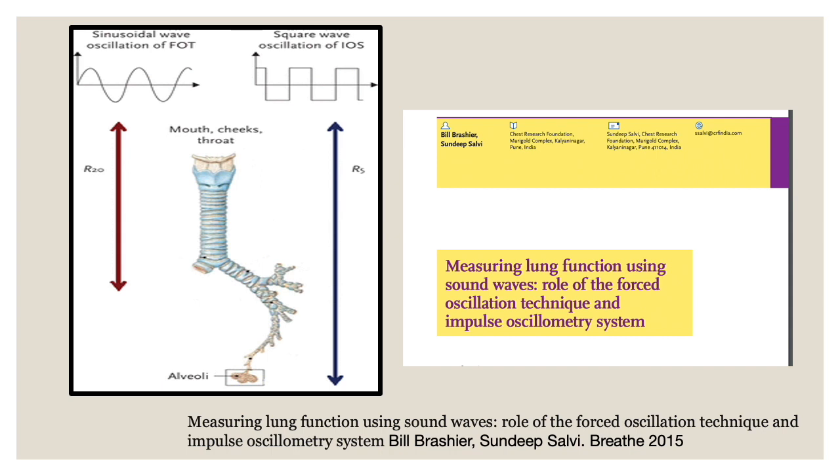We look at this picture taken from, again, Dr. Salvi's paper in ERS, which shows us that whether you use a sinusoidal wave of FOT or a square wave oscillation of IOS, we are trying to measure the resistance throughout the lung level through R5, only large airways R20, or the difference of R5 minus R20, which should roughly give us the resistance in the smaller airways.